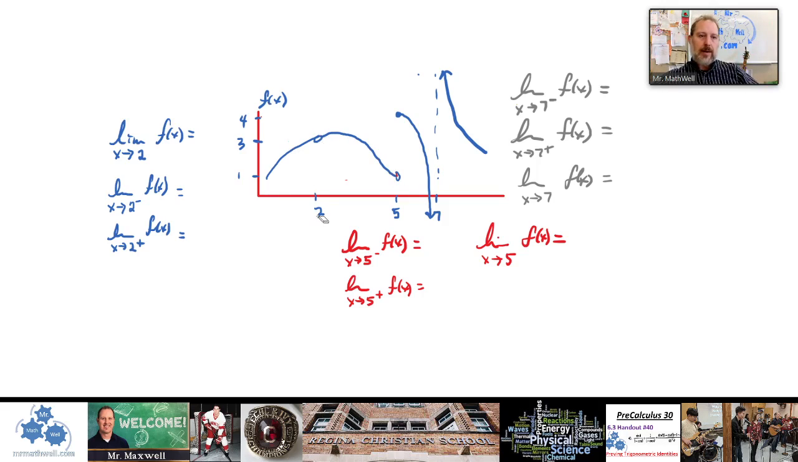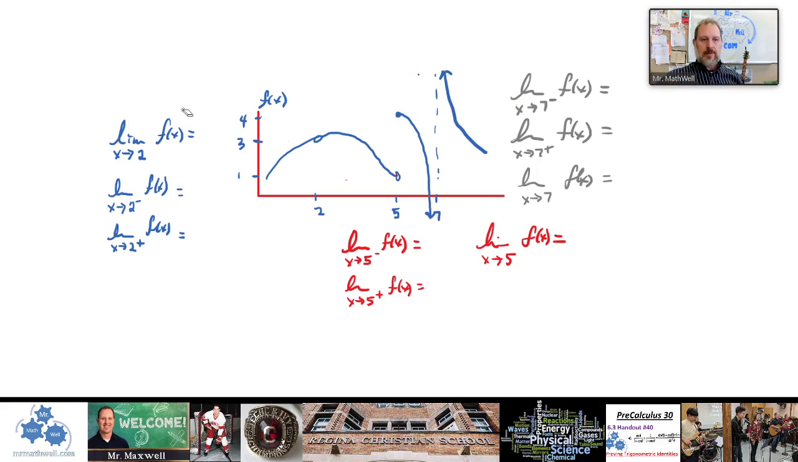We have a gap here at x equals 2. And we have an open-ended part at x equals 5. I have a closed dot here at x equals 5 way up here. And then this part of the graph races down towards negative infinity as it approaches 7. And this part of the graph races towards positive infinity as it approaches 7 from this side. So let's take a look over here on the left first of all.